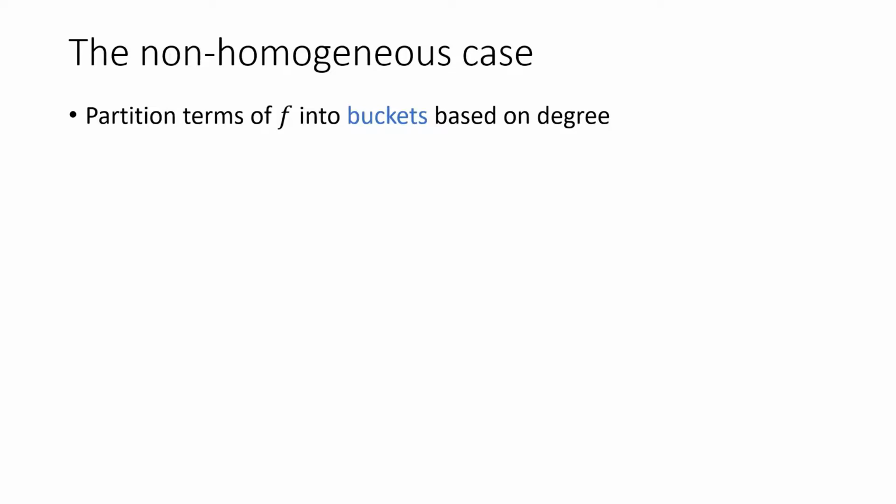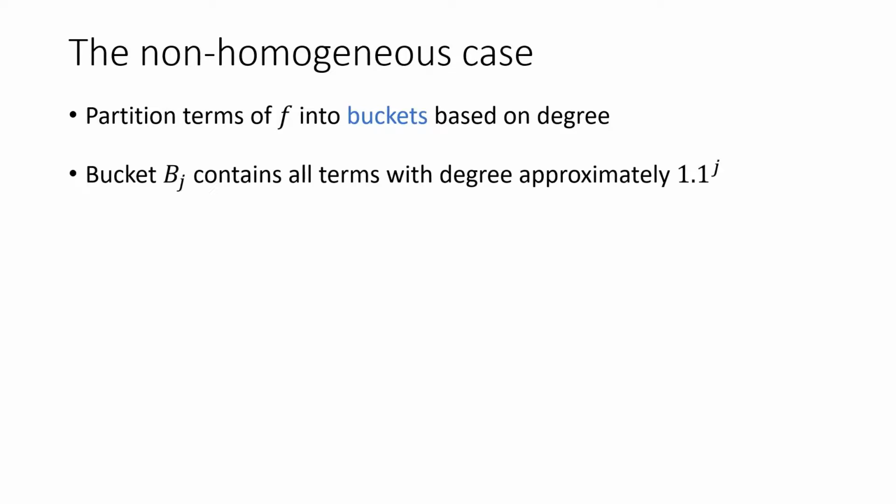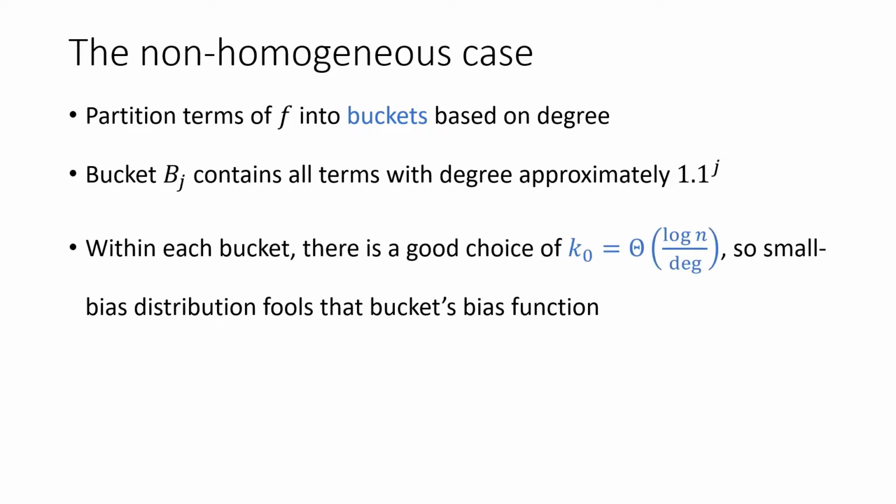A difficulty with this approach is that the polynomial f is not necessarily homogeneous. It might have some high degree terms and some low degree terms. We can partition the terms into buckets based on their degree. So all the terms in bucket j have roughly the same degree, 1.1 to the j. That way, within each bucket, the analysis on the previous slide makes sense. We can choose the cutoff point, k0, to be log n over the degree, showing that the small bias distribution fools the bias function of that bucket. But now we need to somehow combine these results to fool the bias function of the whole function altogether.